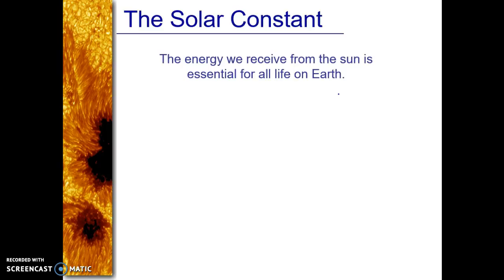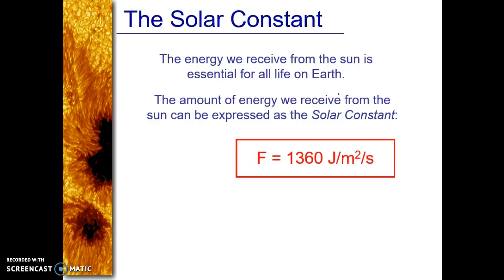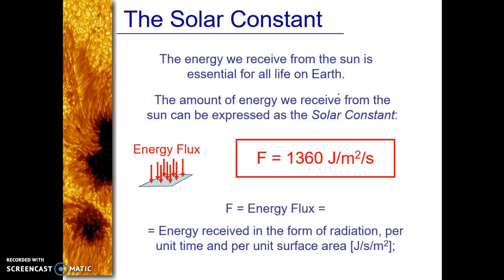All right, so solar constant. The energy received from the sun is essential for all life on Earth. So if we wanted to know the amount of energy received from the sun in all wavelengths and all radiation, we can use the solar constant to help express that. And so the solar constant is 1,360 joules per meter squared per second. Okay. So what does that mean? Well, this is the energy that's received in the form of all radiation per unit time per unit surface area.